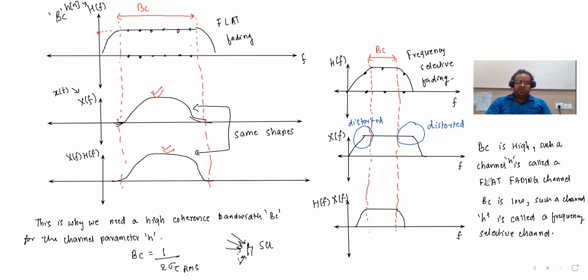And essentially this flat fading and frequency selective fading are based on what? It is based on the RMS delay spread, that is, the span of time over which the different signal copies are received.